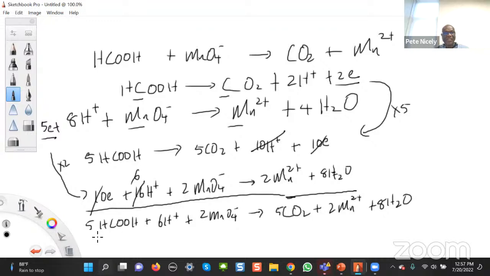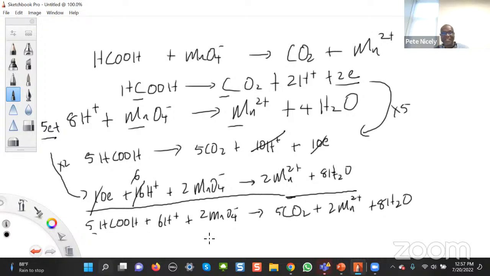In the case of hydrogens, we have 5 times 2, 10, plus 6, 16 hydrogens here on the left. And we have 8 times 2, 16 hydrogens on the right. And then as far as the oxygens are concerned, we have 10 oxygens plus 8. So that's 18 oxygens on the left. And we have 5 times 2, 10, plus 8 oxygens on the right. And then what else? We have manganese. We have 2 manganese here, 2 manganese here. So the manganese are okay. We have 5 carbons here, 5 carbons here. So the carbons are okay.